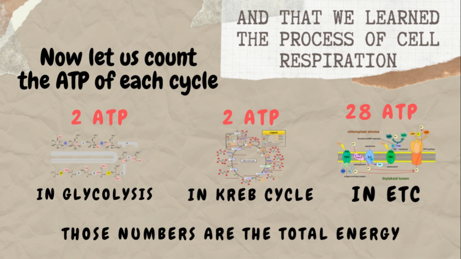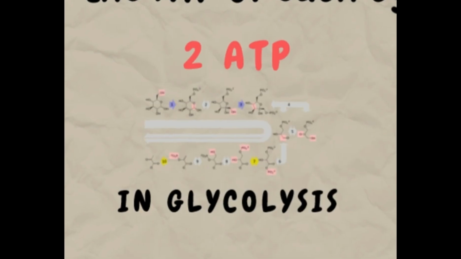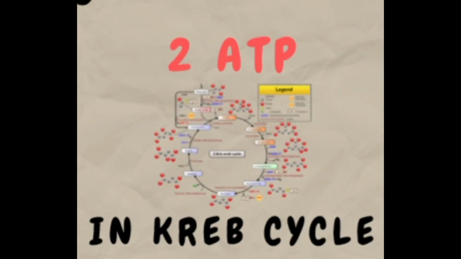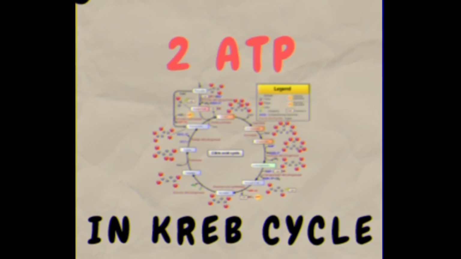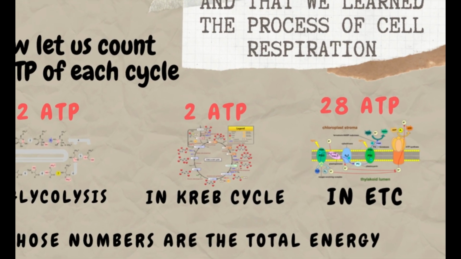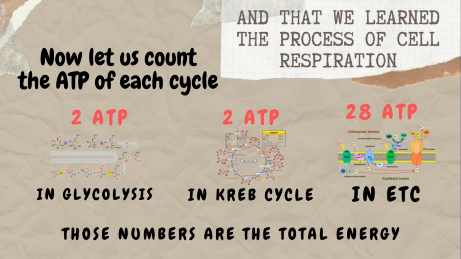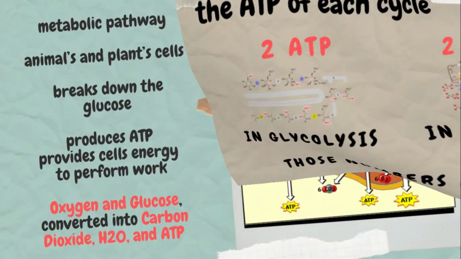Now let us count the ATP of each cycle: 2 ATP in glycolysis, 2 ATP in the Krebs cycle, and 28 ATP in the ETC. Those numbers are the total energy.